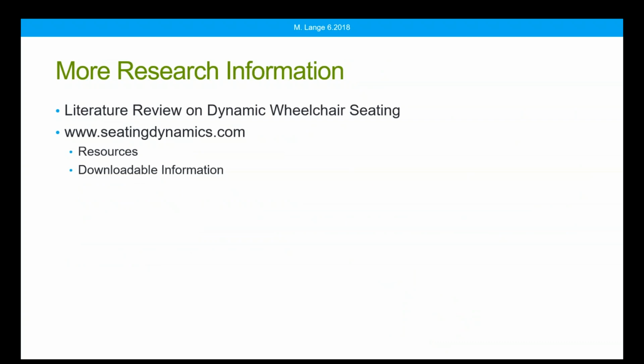Now, if you find that you need some backup when you're recommending dynamic seating, either to educate team members or to help with funding situations, there's a literature review on dynamic wheelchair seating that you can find on the Seating Dynamics website under resources, and it's something that I try to keep updated. So look at the date on the bottom of it. I do try to update that about every 6 months, and like I said, there's a few research projects that are in the works right now. So I'm hoping, again, about a year from now, we'll have even more info.